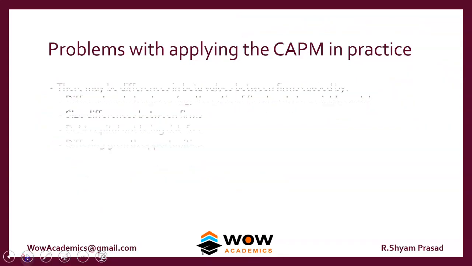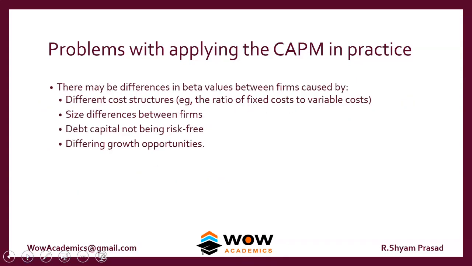These are the problems. You can't use one company's beta for the other one because the cost structure of companies is different. Bajaj and Hero Honda are not the same. The size of companies is different, the debt of companies is different, the growth rate of companies is different. So you can't find two companies which are exactly similar. They don't exist at all in the real world.